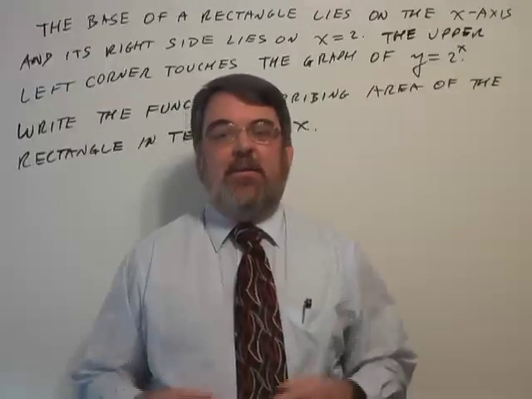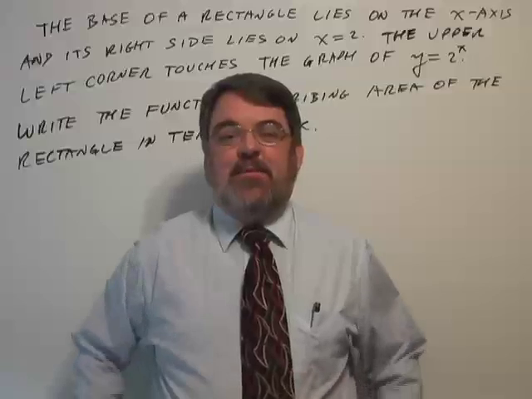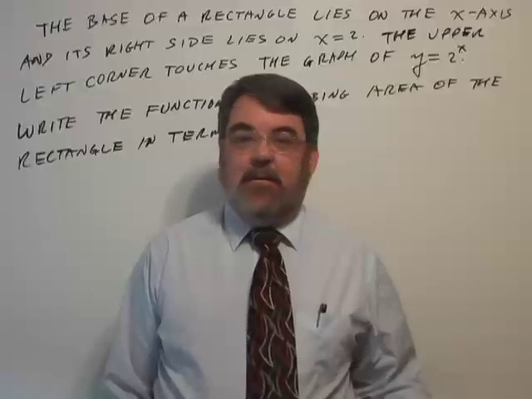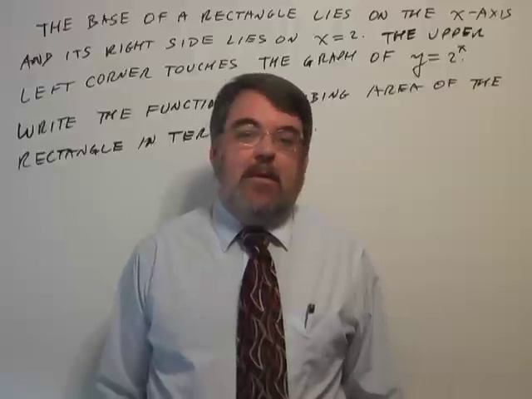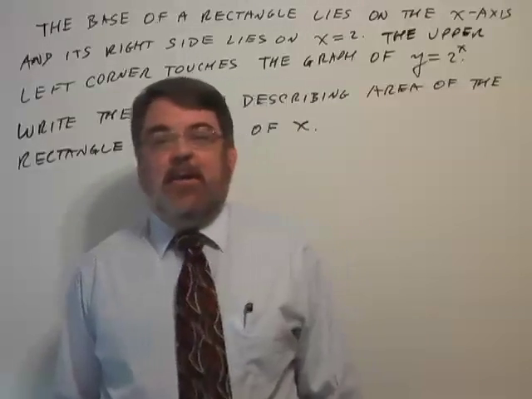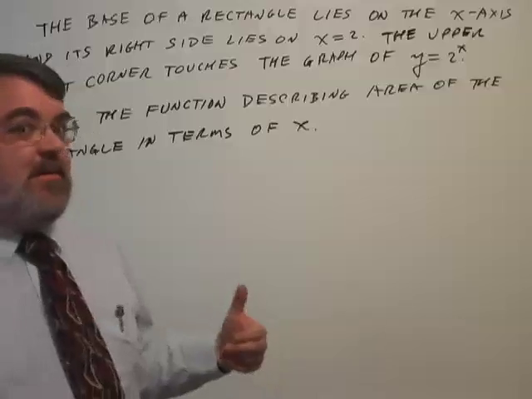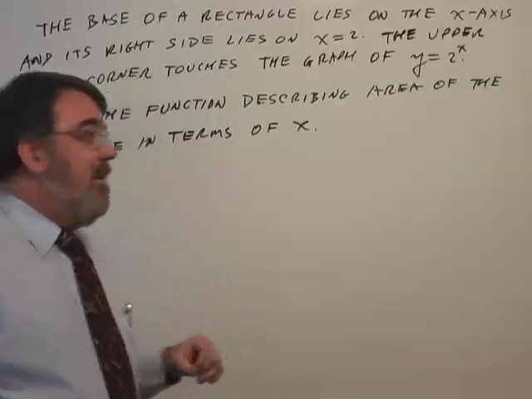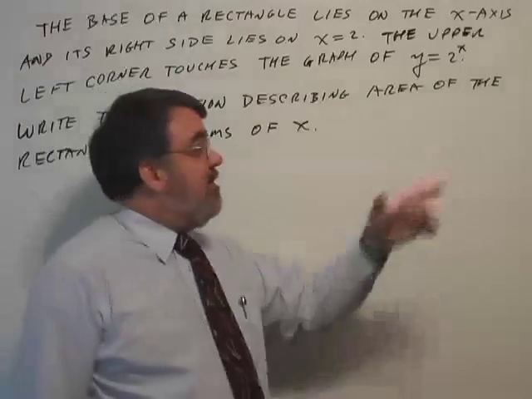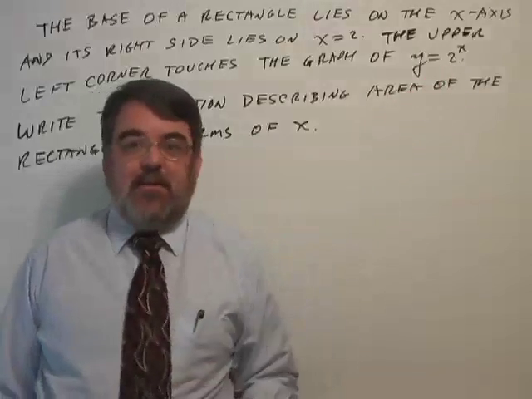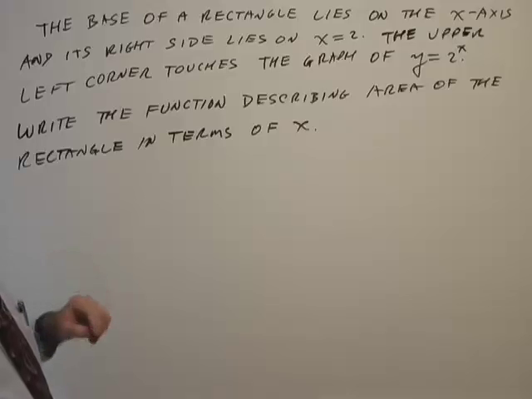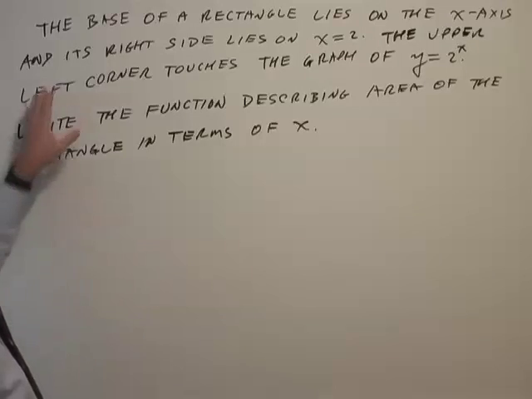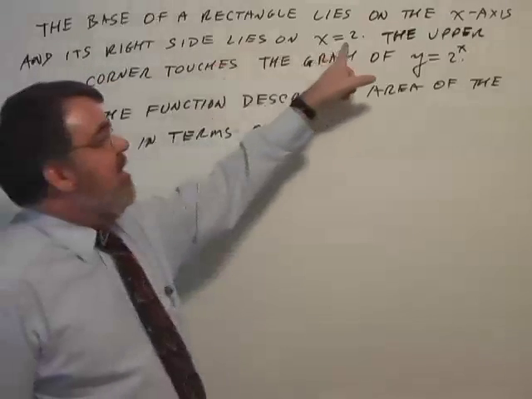Your textbook has some nice types of problems where you have to find the area of something inscribed inside a particular graph. I kind of like those problems, so I made up this one, and I just decided to describe it in words, although I don't expect you right now to know what this graph looks like, so I'll do that for you. Anyway, the base of a rectangle lies on the x-axis, and its right side lies on x equals 2.